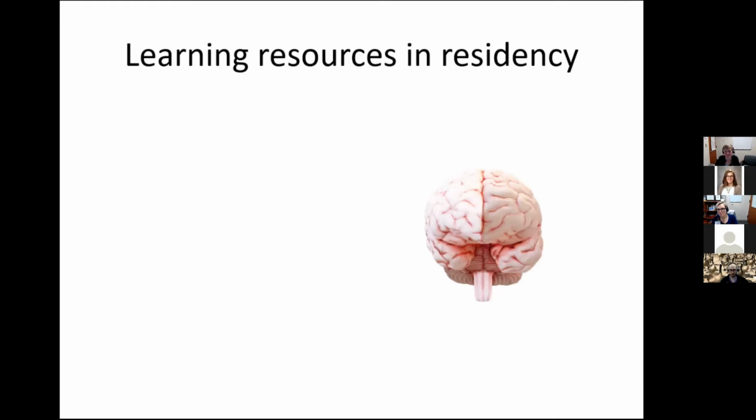That brain, by the way, is supposed to hop around on the slide. It doesn't do it anymore. It only did it once for me, but it was kind of fun.